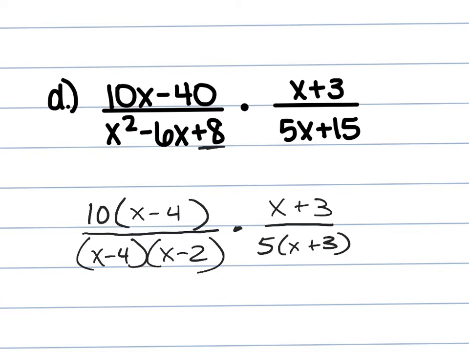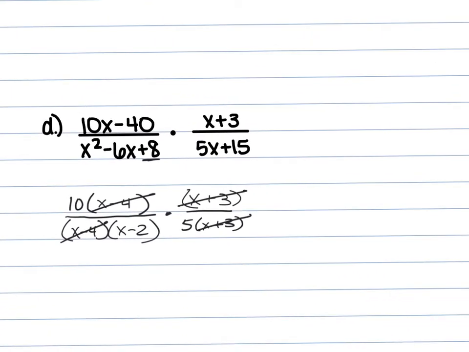What things am I going to cancel? x plus 3 and x plus 3, and x minus 4. Tops can cancel with bottoms and bottoms can cancel with tops. So that's what we're doing here. Here is an x plus 3 on top, canceling with an x plus 3 on bottom. Here's an x minus 4 on top, canceling with an x minus 4 on bottom. Is there anything else that cancels? The 10 and the 5. 5 goes into 5 once. 5 goes into 10 twice, leaving me with what when it's all said and done? 2 and x minus 2.